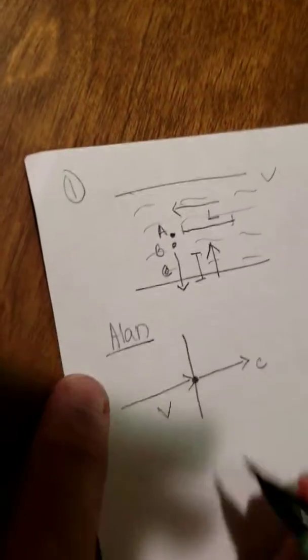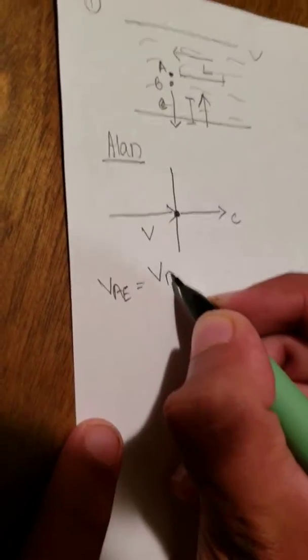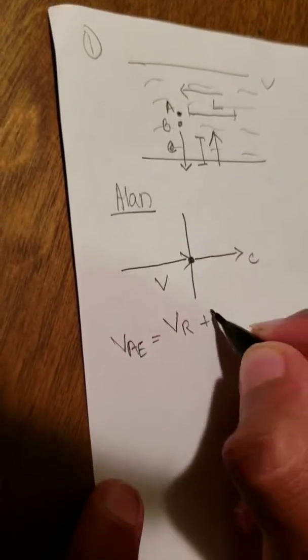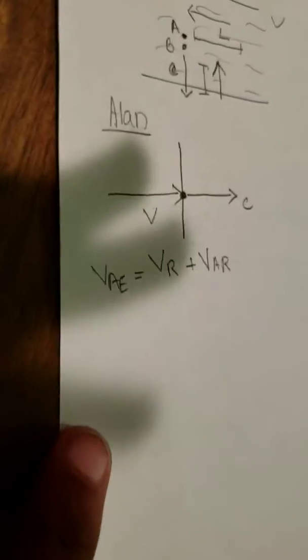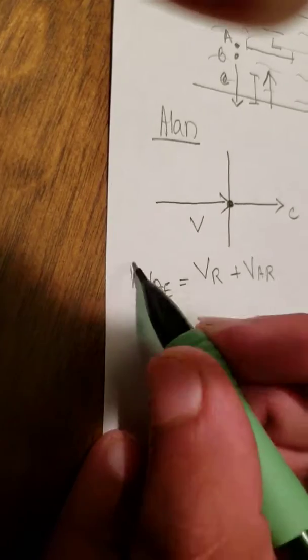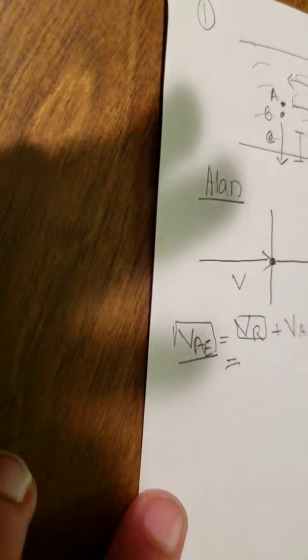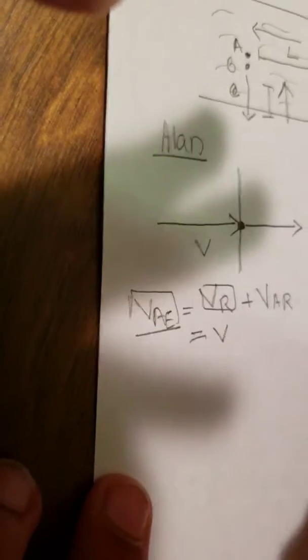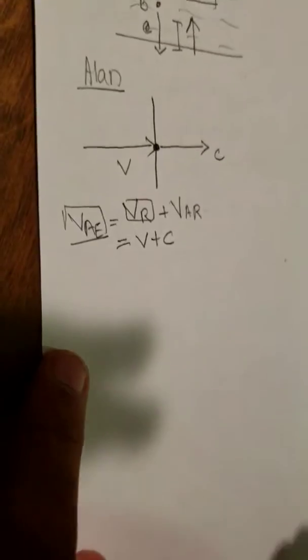the speed of c. So the speed of Alan with respect to the earth is going to be the speed of the river plus the speed of Alan with respect to the river. Now, to find the speed of Alan with respect to the earth, we already have both of these pieces of information. The velocity of the river is a constant, which is v, and Alan is moving with the speed of c with respect to the river. So her final velocity when moving downstream is v plus c.